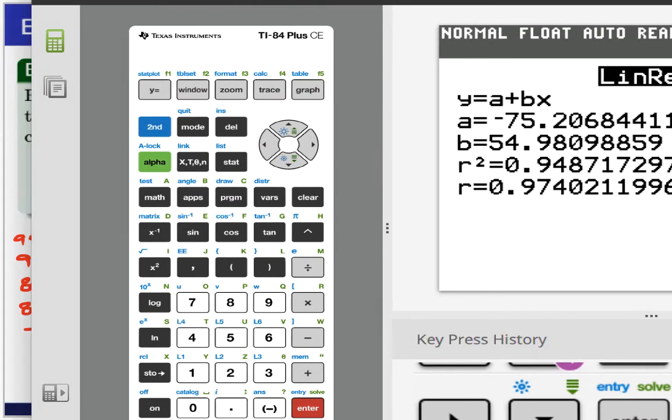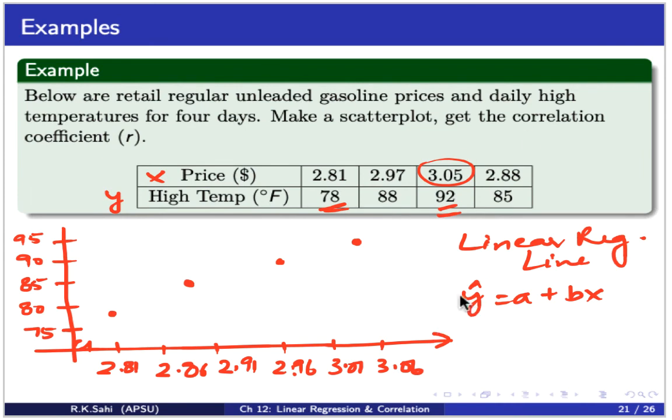And so our answers are, for the regression equation, A is negative 75.20, and B is 54.98, so y equals negative 75.20 plus 54.98x. What was the correlation coefficient given by R? That was 0.97. That means it's very highly correlated, that they're very close to each other. Look at the prices, the temperatures are very close. They're not so far off.